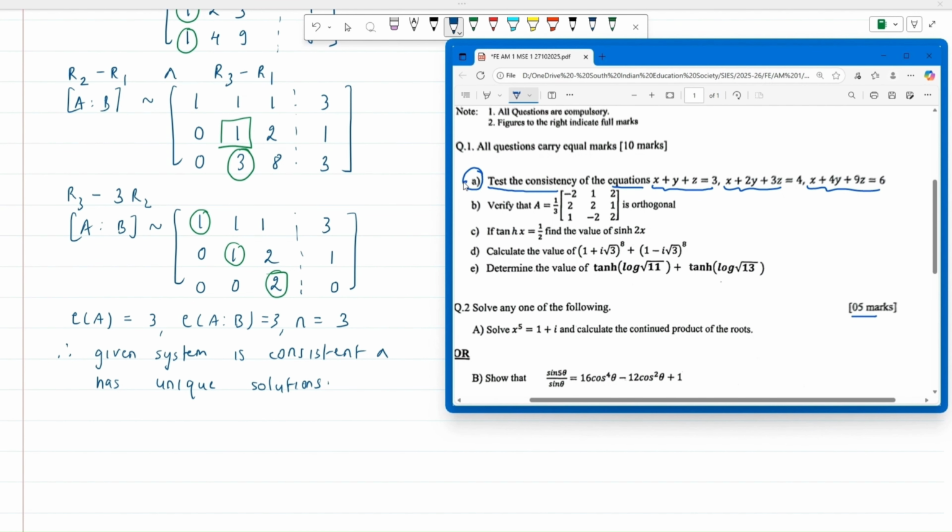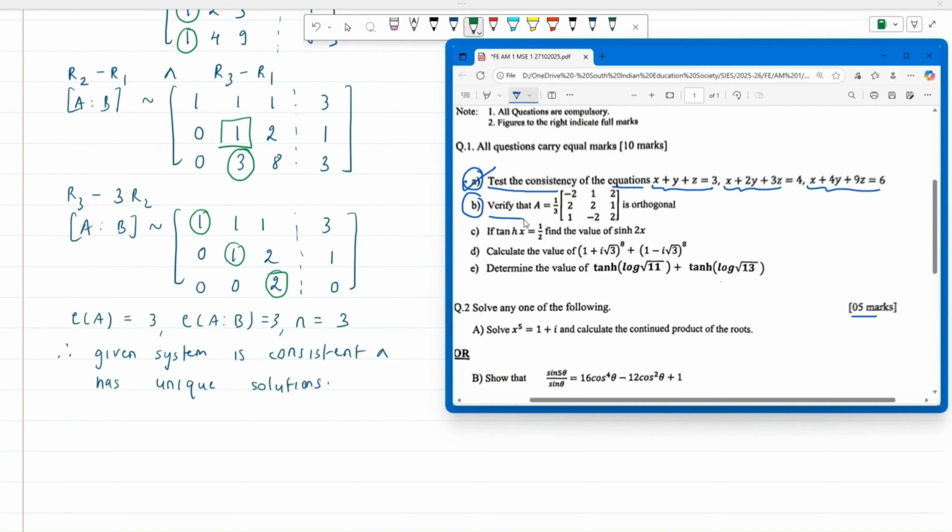So that's problem number 1 for you. Now I just want to add a word of caution over here that you don't have to go a step further and find out the values of x, y, and z. That means you don't have to solve the system. Now let's move on to question number B.